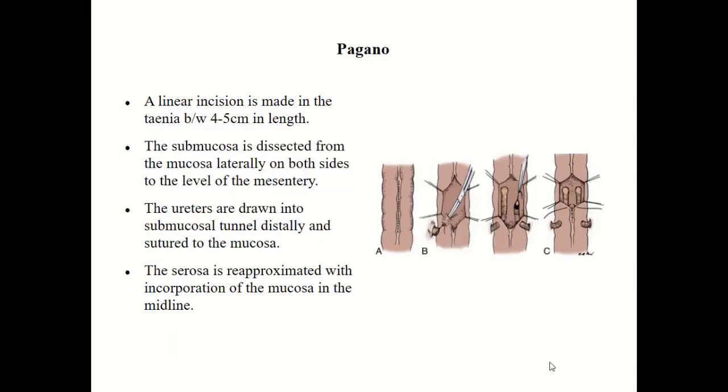Pagano technique. A linear incision is made in the tinea, 4 to 5 cm in length. The submucosa is dissected from the mucosa laterally on both sides at the level of the mesentery. The ureters are drawn into the submucosal tunnel distally and sutured to the mucosa. The serosa is reapproximated with incorporation of the mucosa in the midline.